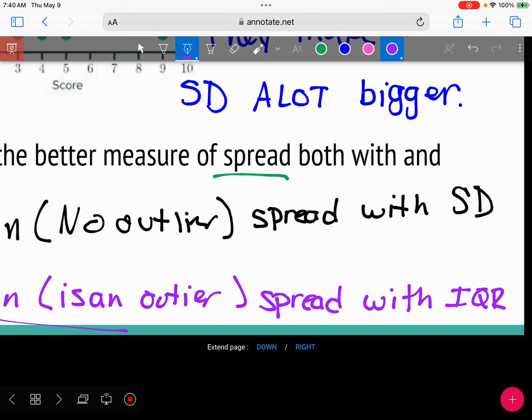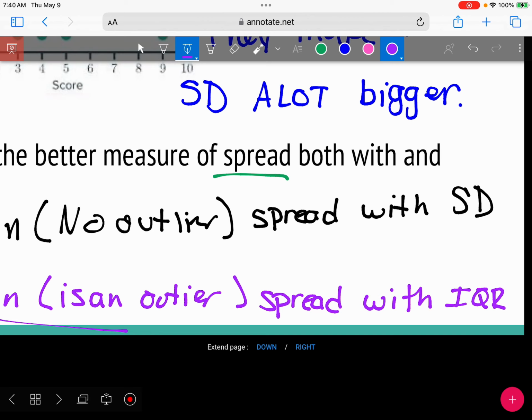So if we use mean, we use standard deviation. Those guys go together. They are buddies. Standard deviation is the width based off the mean. If we use median, we use our interquartile range. It is the width of the box based off that median. So mean with standard deviation, median with IQR. That's how they go.